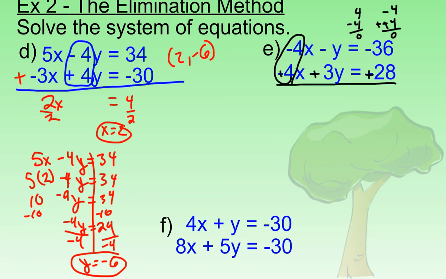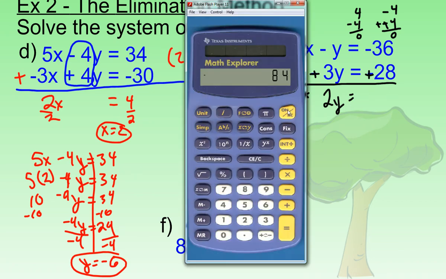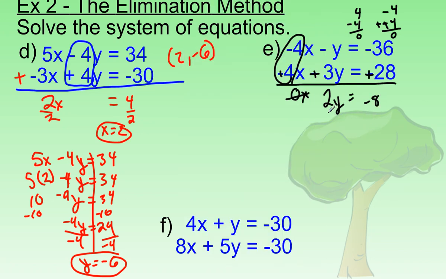And now we can do an addition. That cancels out 0x, -1, and +3, or -1 minus a -3, still gives you 2y. Third, -36 minus a -28, or -36 plus 28, equals -8. Divide by 2 on both sides, and y equals -4. So there's our y value.